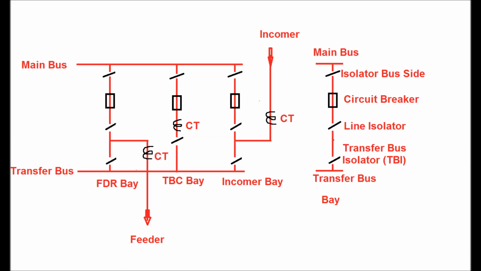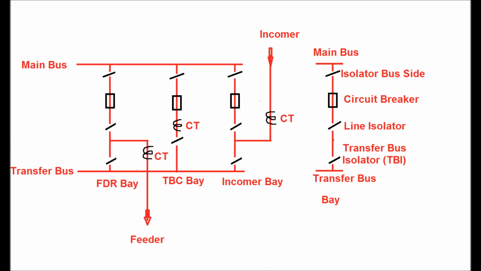There exist three types of isolator in a substation. The isolator towards the main bus side is called the bus side isolator, normally designated as 89A. An isolator towards the line or towards the incomer is called the line isolator, normally designated as 89L. An isolator installed towards the transfer bus side is called the TBI or transfer bus isolator, normally designated as 89T. So these three types of isolator exist in a bay.